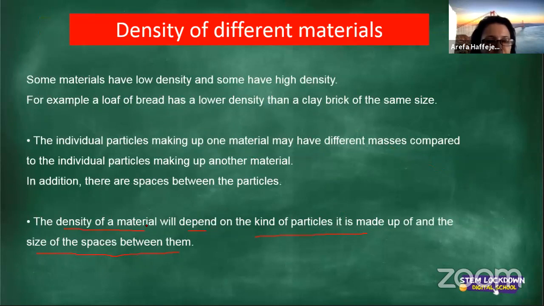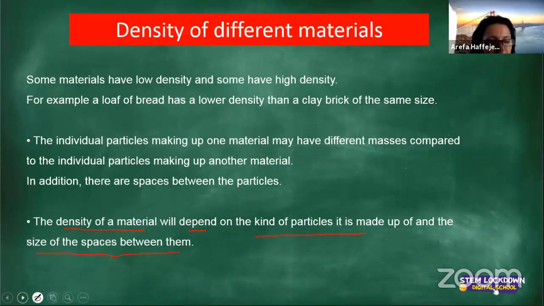The density of a material will depend on the kind of particles it is made up of. And then the other factor is the size of the spaces between them. So the density of the material depends on the kind of particles it's made up of and the size of the spaces between them. Ma'am, I'm done. Thank you.